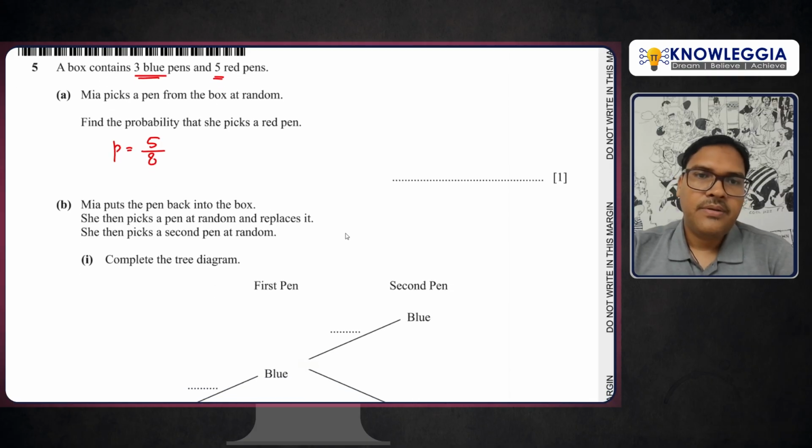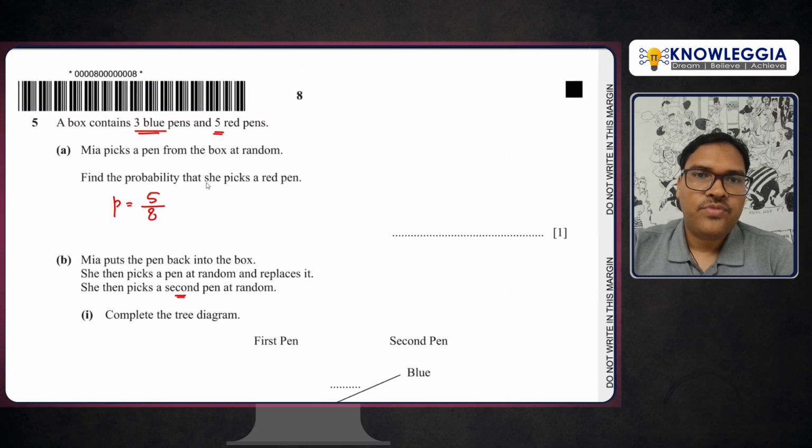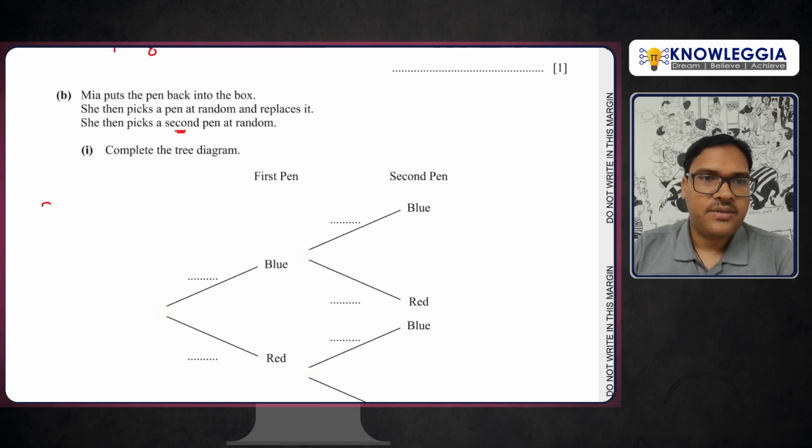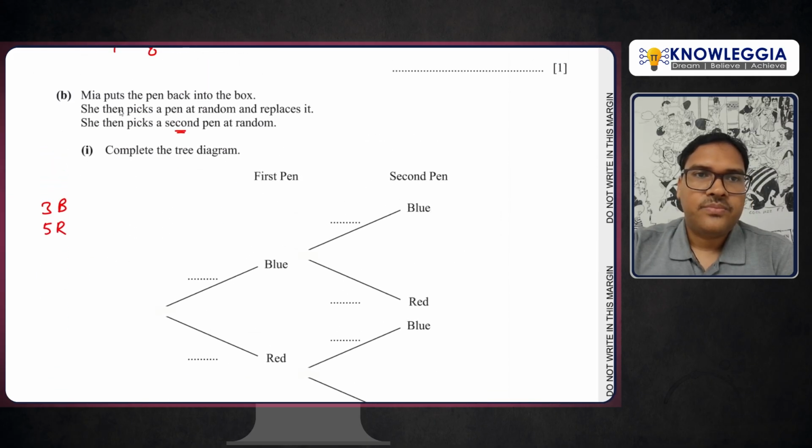Mia puts the pen back into the box. She then picks a pen at random and replaces it. Okay. And replaces it and then picks a second pen at random. Complete the tree diagram. So how many are red? Three blue, five red. So let's complete this. Initially there are three blue and five red. Okay. Now Mia puts it back into the box. She then picks a pen at random and replaces it. Okay. So what is the probability she picks the first pen as blue?